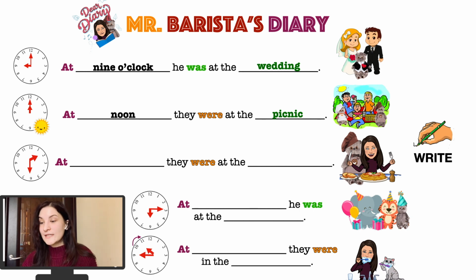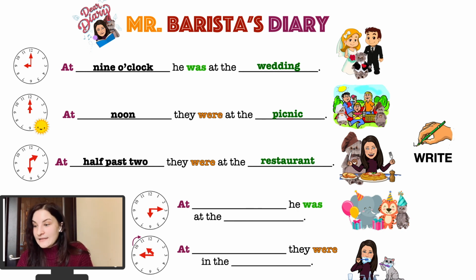Clock number 3. What time is it? Once again, it's 2:30. So at 2:30, they, because we have Mr. Barista and Miss Yulia, they were at the restaurant. If you have a slightly different variant, it's okay. You don't need to correct it. For example, you can say that they were at the cafe or at the pasta place. It doesn't matter. If it matches the picture, it's fine.